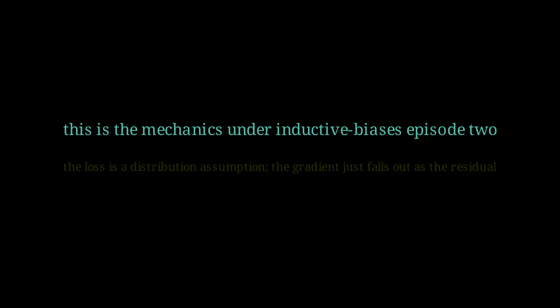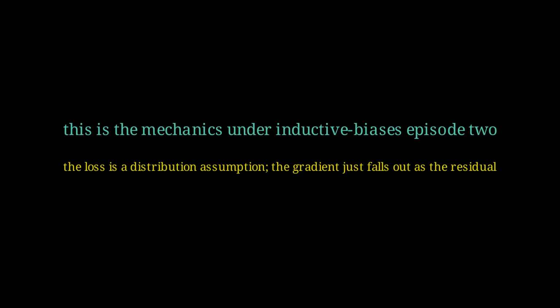And this is the mechanics living underneath inductive biases, episode 2, where the claim was that the loss is a distribution assumption. There, you were told that softmax cross-entropy is the categorical likelihood. Here, you see the code where that assumption makes the gradient fall out as nothing more than the residual.